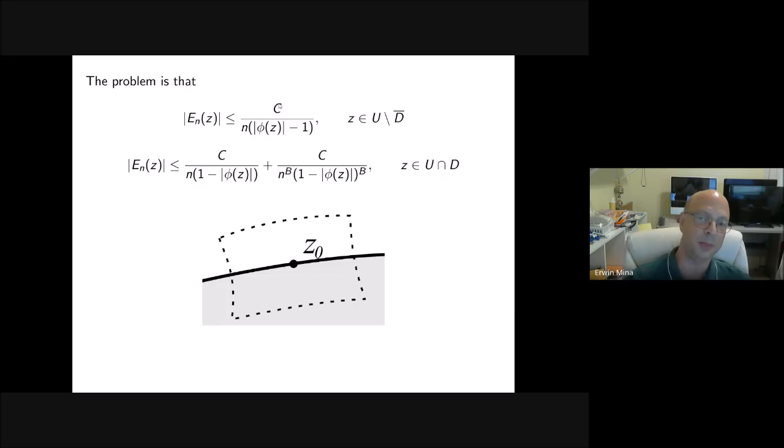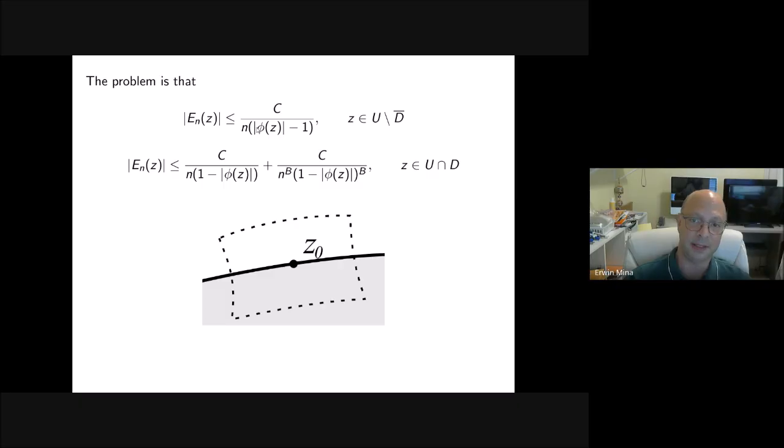Then when you go through the proof, you get an estimate for this so-called error term. So you know that the absolute value of E n is bounded by this quotient, an expression of this form, for points in the neighborhood that are outside the curve, the boundary, so in this white area here. And you have a similar type of estimate for points Z that are in the neighborhood but inside the curve, so in the domain.